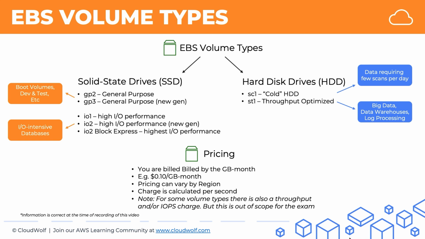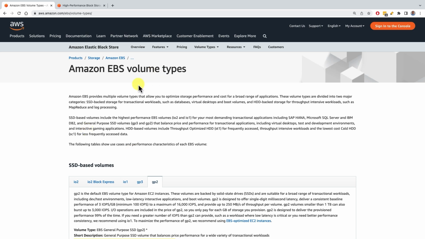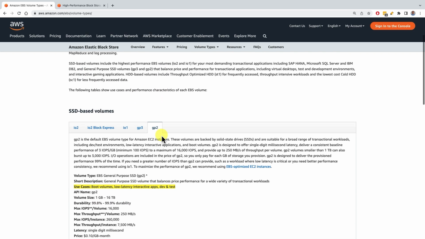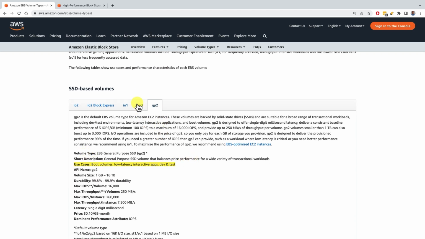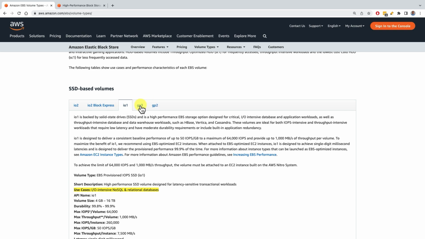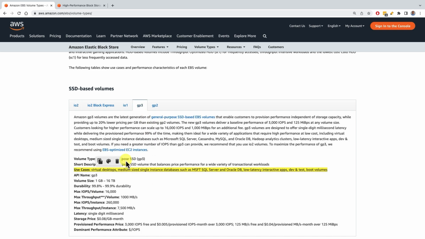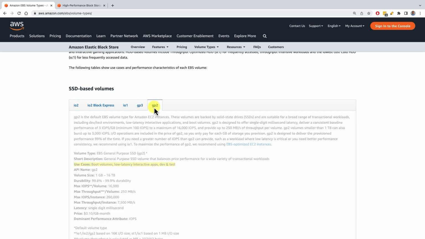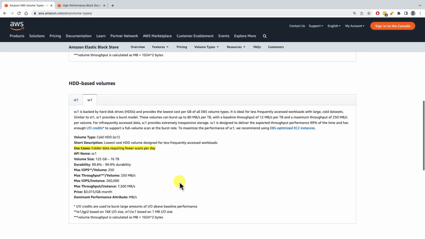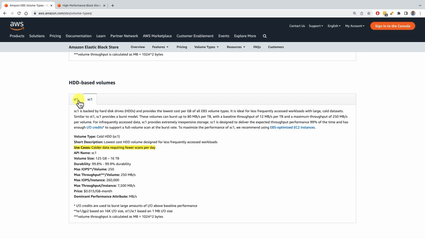Let's have a quick look at some of the associated pages. So here we've got the EBS volume types. And we've got GP2, GP3, IO1, and so on. And I recommend checking this page out because of the use cases part. It's good to refresh your knowledge on when these different ones are used. And you've got the HDD based volumes, and here again you have the use cases.